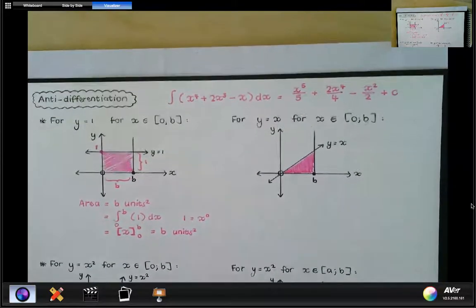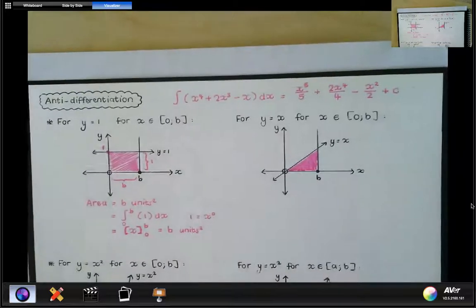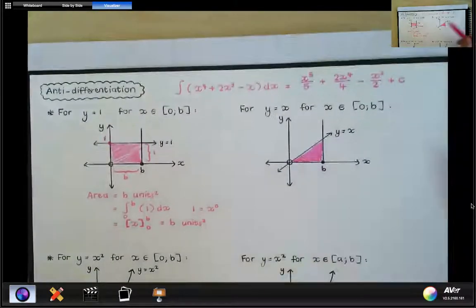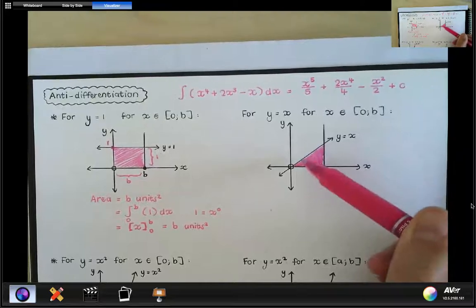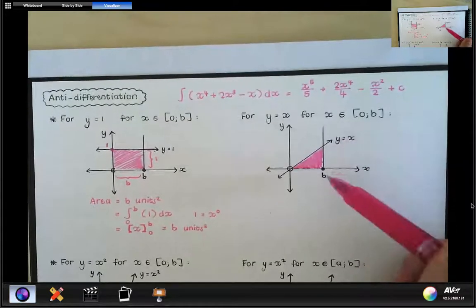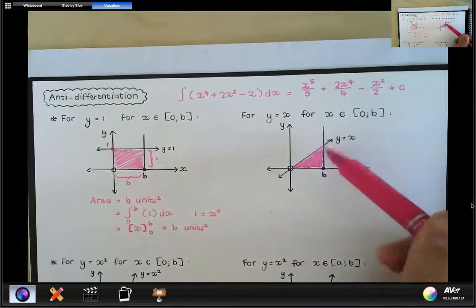Okay, we have y equals x. Remember the line y equals x, each point will have the same x and y value, right? So you can have a point 1, 1, 2, 2, 3, 3, 4, 4. What is the x value at this point?